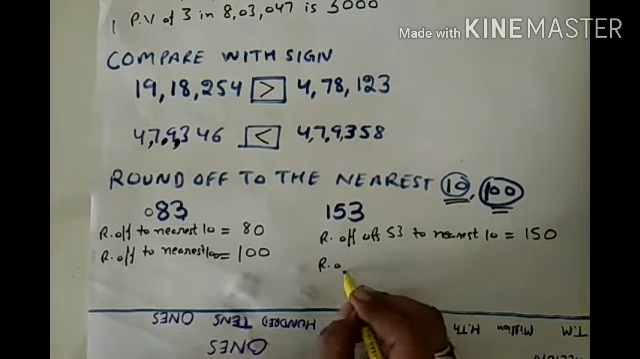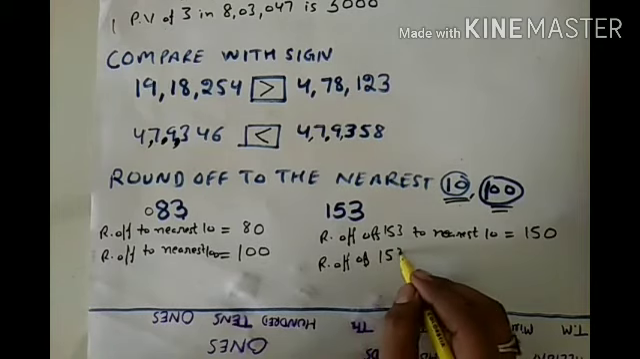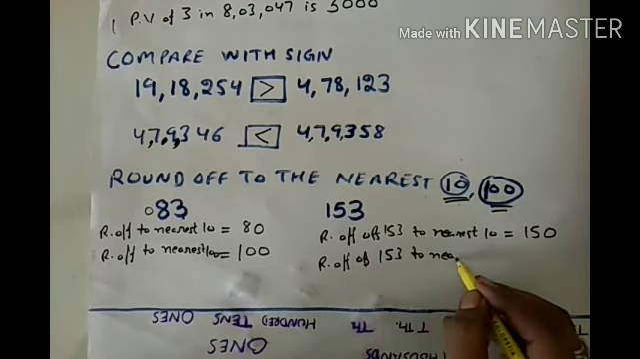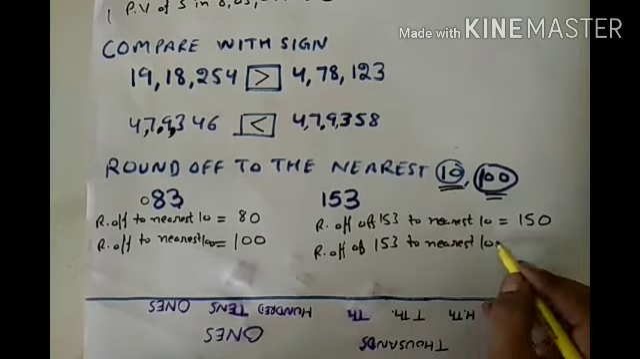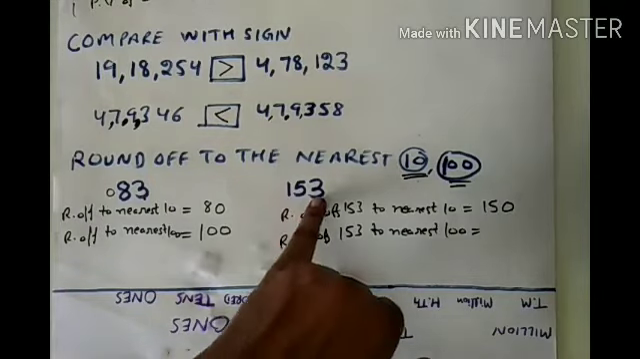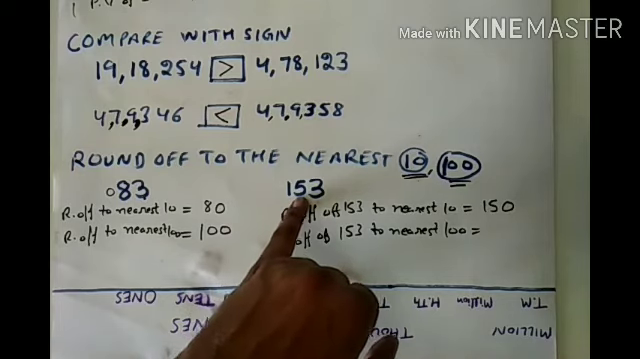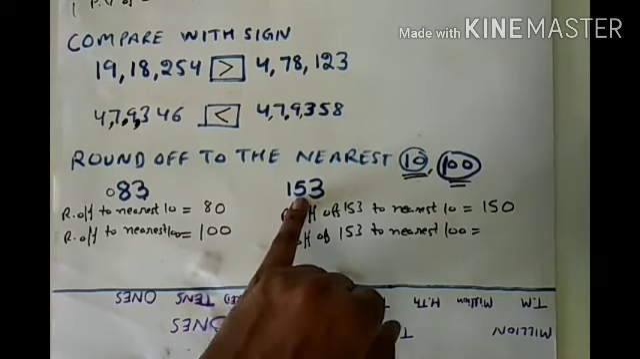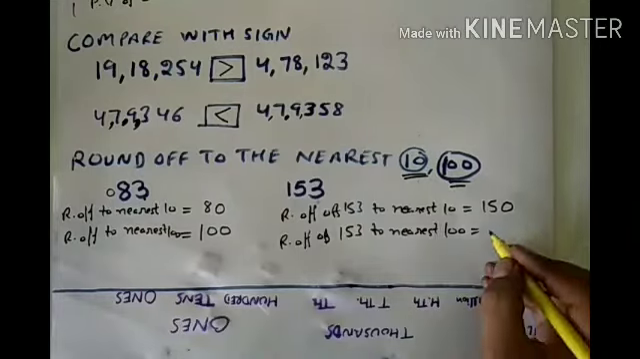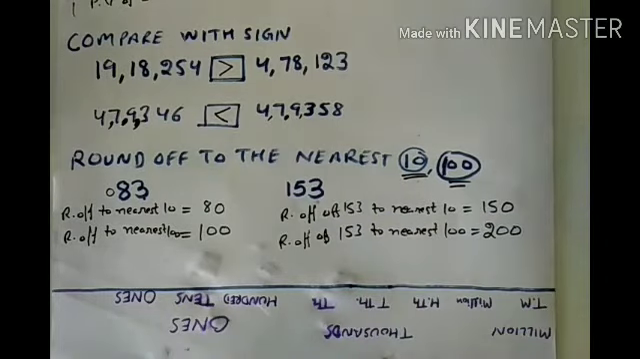Now rounding off of 153 to the nearest 100. Now here we will have to see the tens digit. Now what is the tens digit? That is 5. If the number is greater than or equal to 5, then we will increase the digit at 100 place. What is the digit at 100 place? 1. So I will increase this by 1. When I increase 1 by 1, the answer is 2, and I will replace these two digits by zeros. So its rounding off to the nearest 100 is 200.